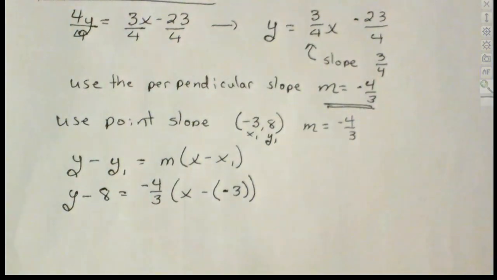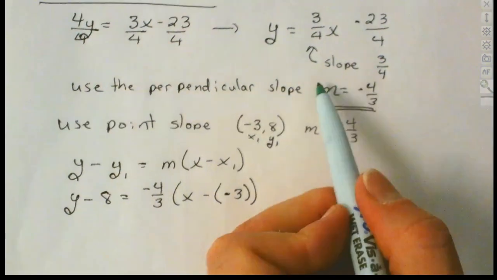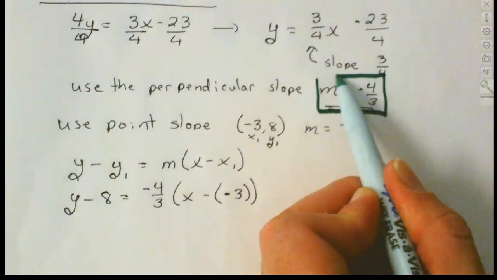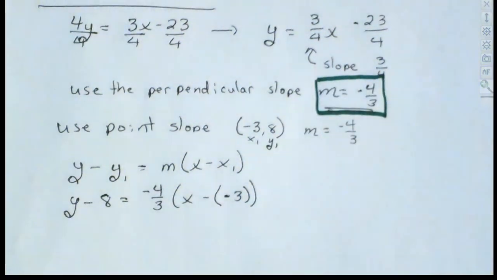So what have we done so far? We took our equation, we solved it for y. Okay? That gave us our slope. We didn't want that slope. We wanted the perpendicular slope. So we flipped the fraction over, right? And we changed our signs. So this right here is the slope we're going to be using, not the original one. We have to use that one.